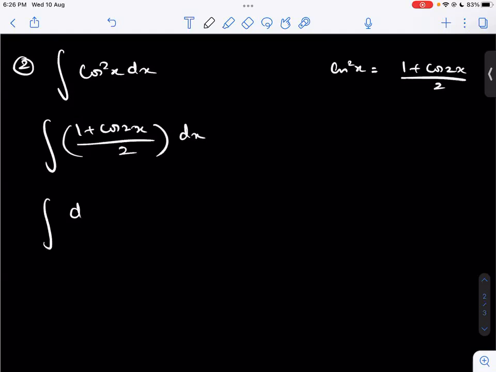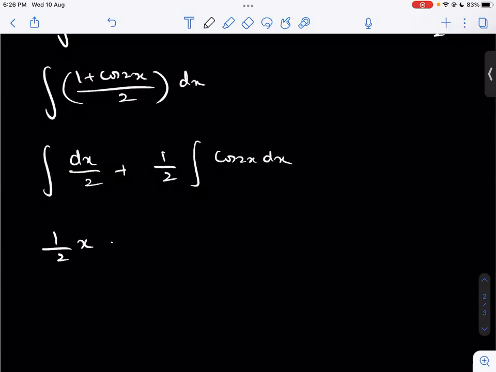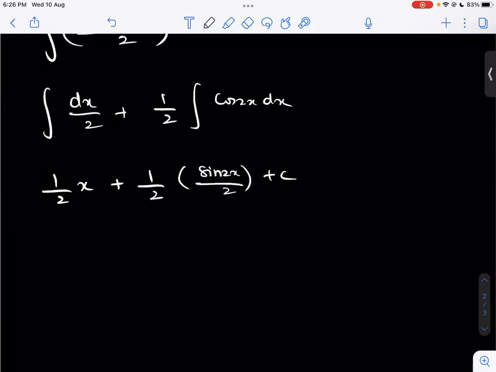So this will become integral of dx by 2 plus half into integral of cos 2x dx. So integral of dx by 2 is half x plus half into integral of cos 2x, which is sin 2x divided by 2 plus c. So you will have x by 2 plus sin 2x by 4 plus c.